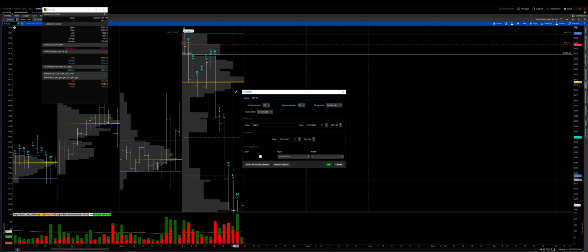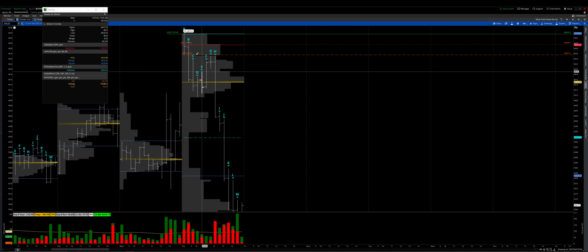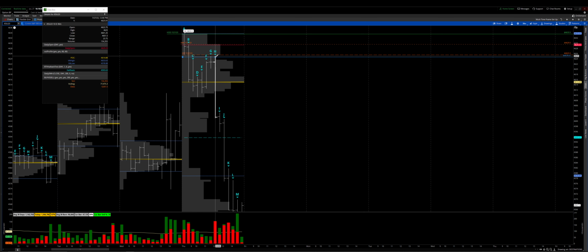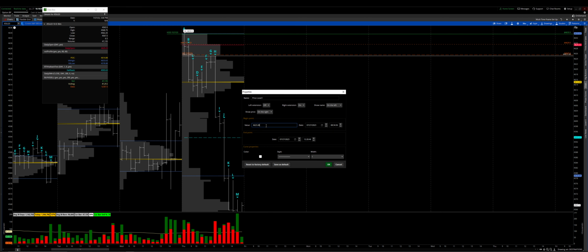Single prints fill. Just like they were something to lean against today on the short side, in the following days, if we ever come back to revisit these areas, they will become targets to fill to the upside. Just like a gap filled today to the downside, right? These are intraday gaps and they would be filled to the upside. This would be where single print starts, 727.23.